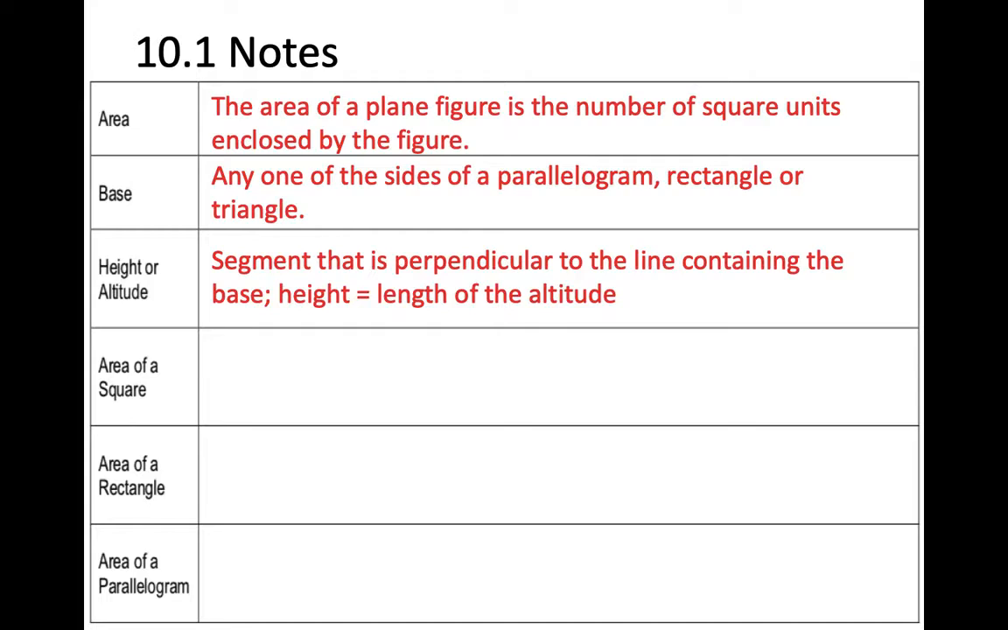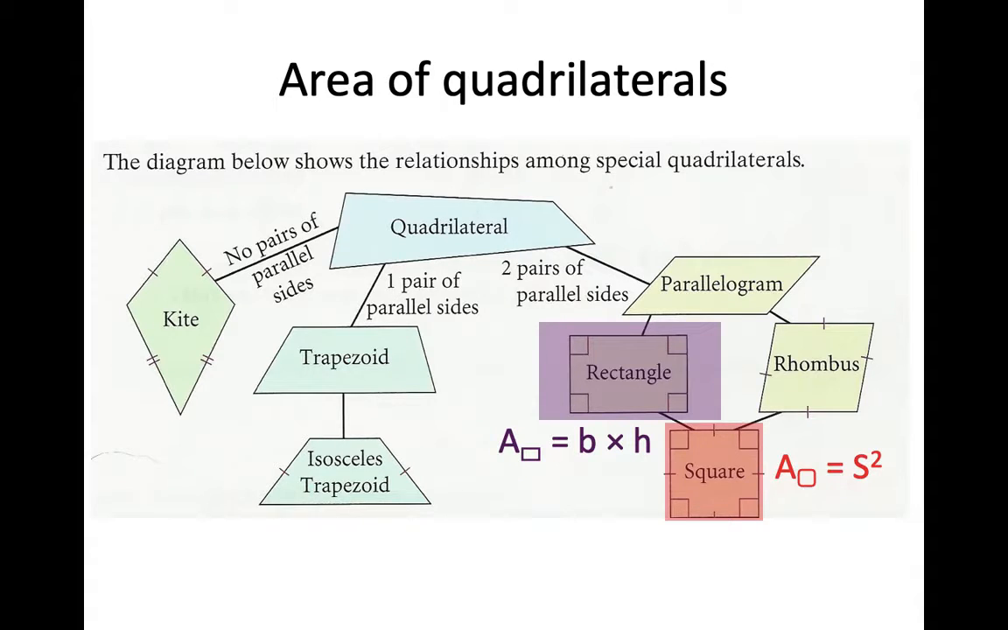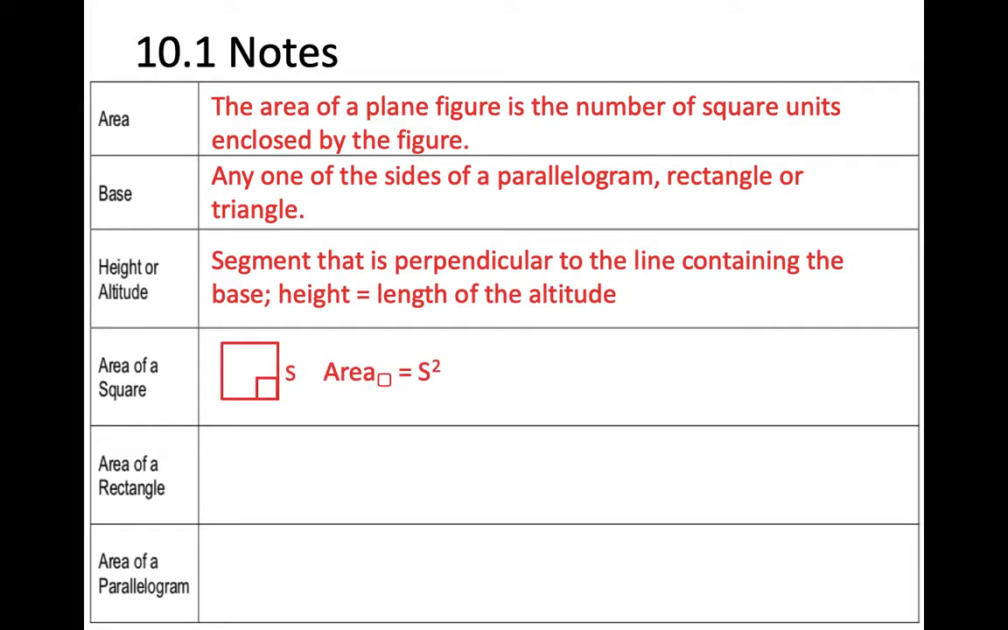So now let's come up with some formulas for area. Here are the common quadrilaterals that you've seen before. The first one we're going to start with is a square. And the area of a square is simply one of the sides of the square squared, hence the term squared to begin with. A rectangle, as I'm sure you know, the area is the base times the height. So we can put both of those in our notes to start. So the area of a square is equal to a side squared, and the area of a rectangle is equal to base times the height.